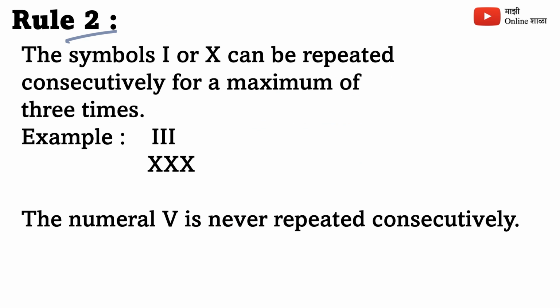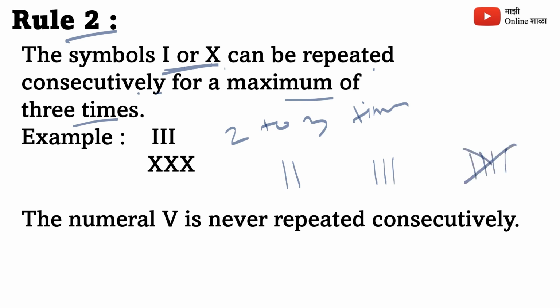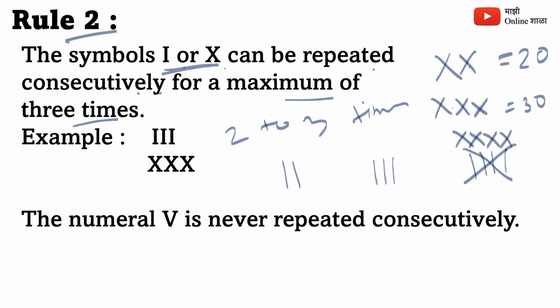Rule number 2, the symbol I or X can be repeated consecutively for a maximum number of 3 times. Means we can repeat these two symbols only 3 times. Either I can write I or I I or I I I, only 3 times. I I I I, that is 1, 2, 3, 4, is not allowed. Or X, I can write it 2 times or 3 times. So this is 10 and 10, this will be 20, and X X X will be 30. But I cannot write X X X X this way. This is not allowed. Okay.